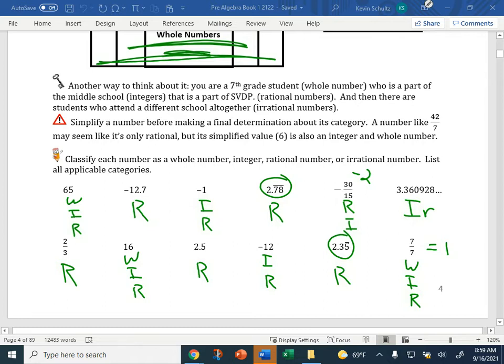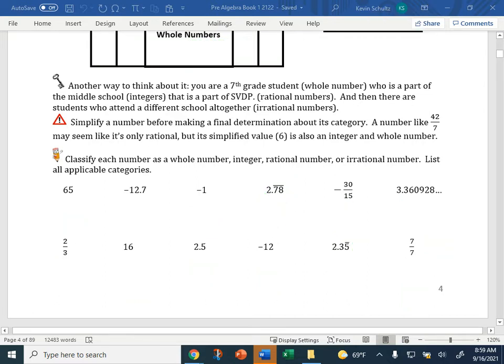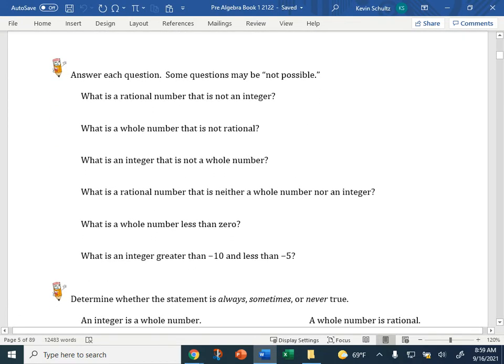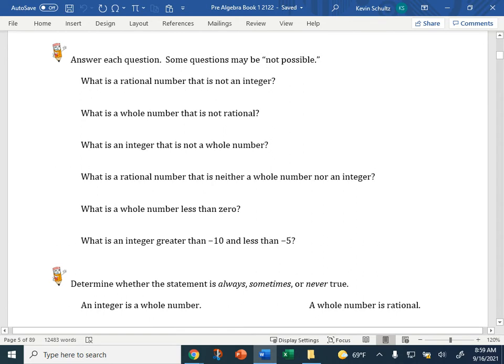Okay. So your homework for Monday, folks. Since tomorrow we'll be doing retake day and not going over this, it is still working with whole integers and rationals, focusing on their definitions. It says answer each question. Some questions may be not possible.